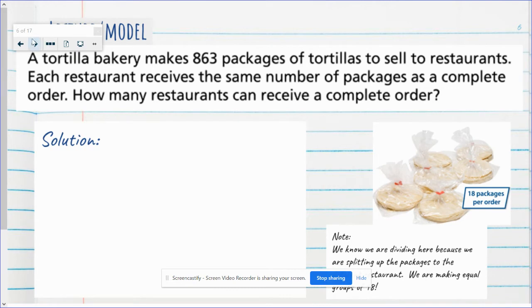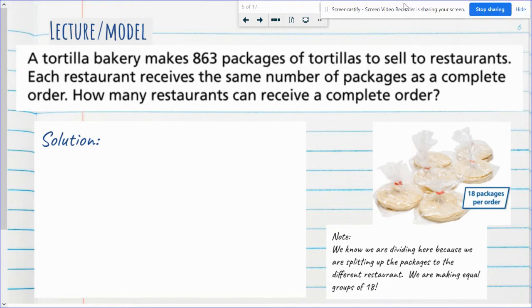All right, so let's look at this first example here. A tortilla bakery makes 863 packages of tortillas to sell to restaurants. Each restaurant receives the same number of packages as a complete order. How many restaurants can receive a complete order? So I see over here that there are 18 packages per order. And I also see that there are 863 total packages right here.